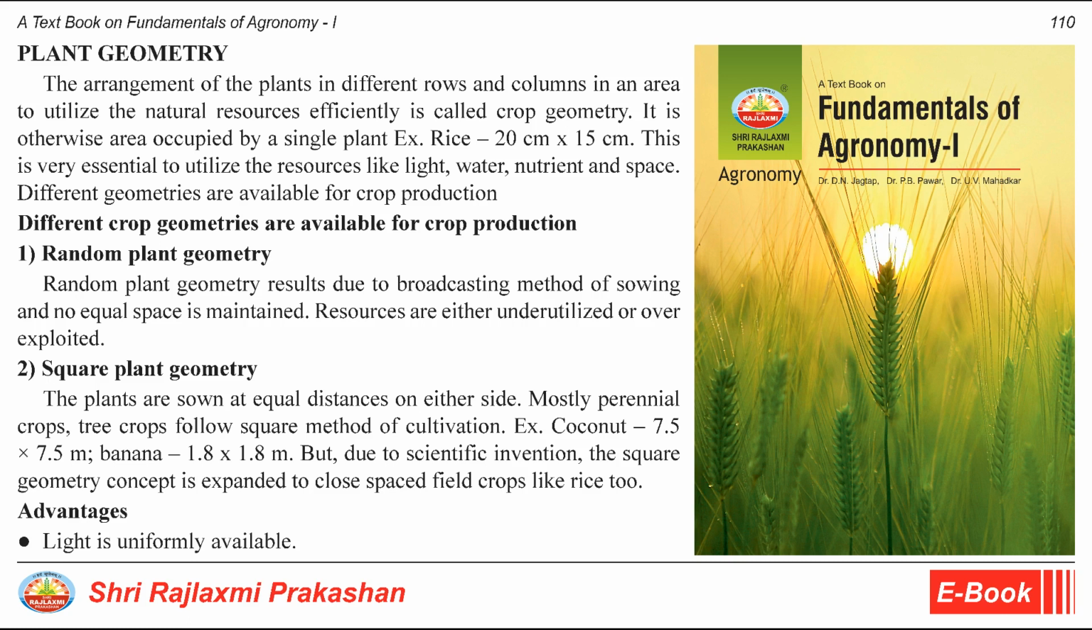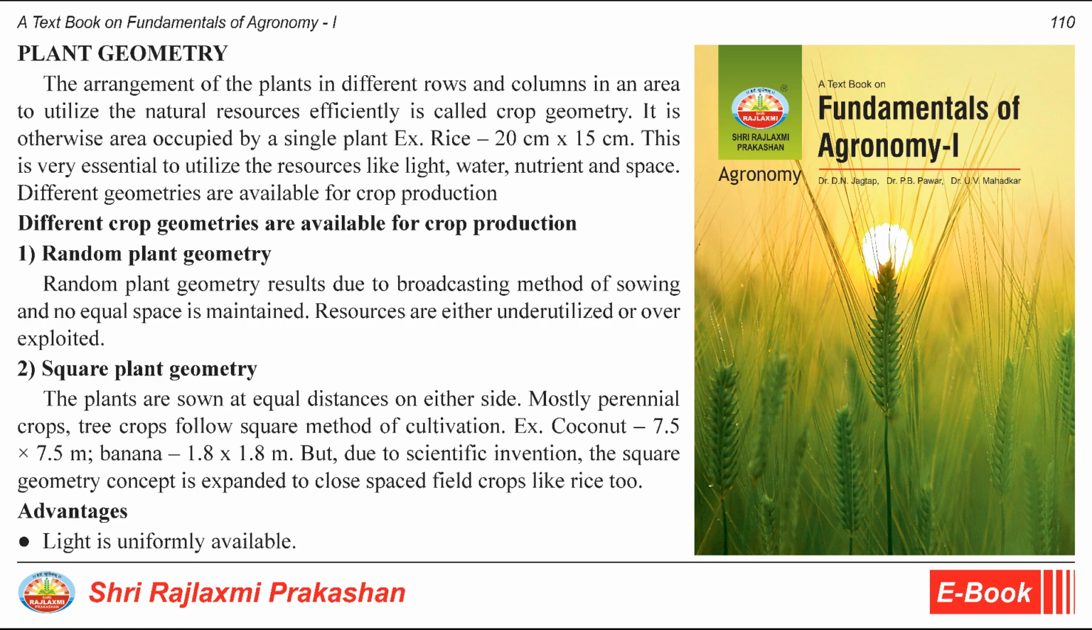Number 1. Random plant geometry. Random plant geometry results from the broadcasting method of sowing, where no equal space is maintained. Resources are either underutilized or overexploited. Number 2.